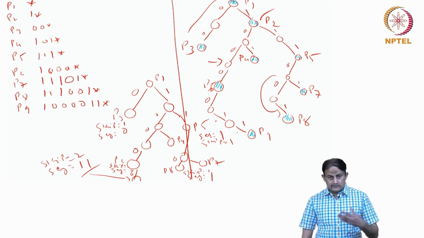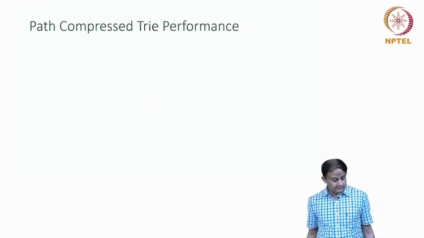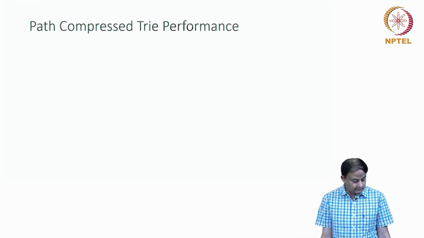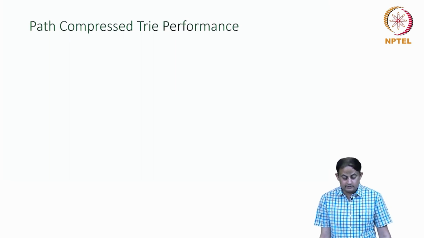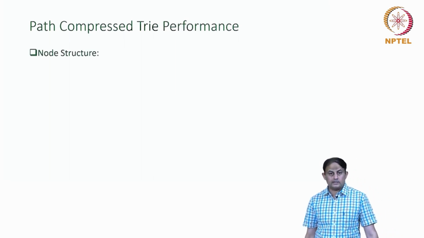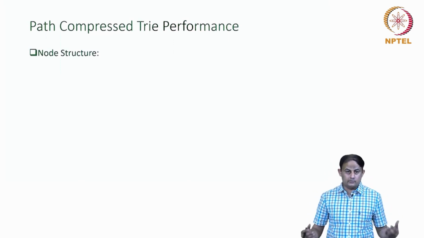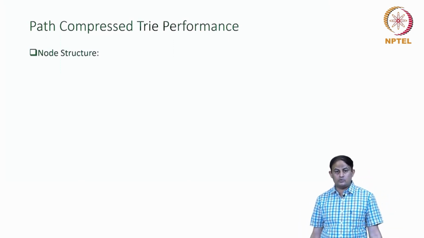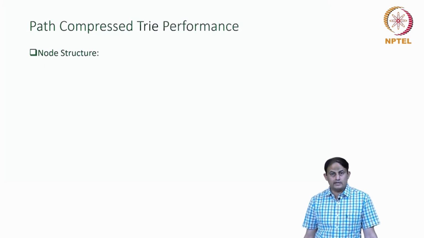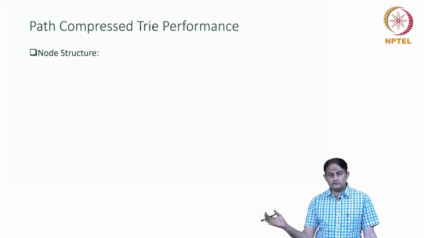So that is how you optimize the trie. And given this, what is the performance benefit that you get? Before we take a look at that, let's recall that we have now introduced a couple more variables inside the node.